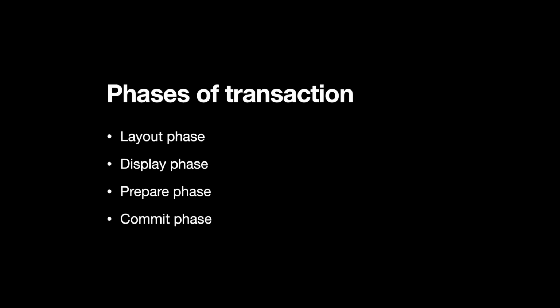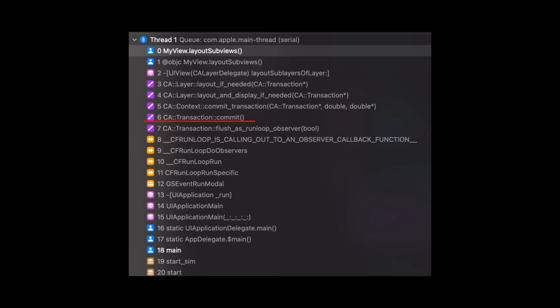There are 4 phases of a transaction. They are layout, display, prepare, and commit phases. All of them actually happen inside the CATransaction commit method. We can see this method inside the call stack if we put a breakpoint inside the layoutSubviews method of your view.